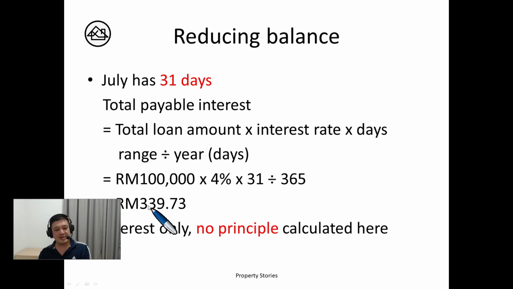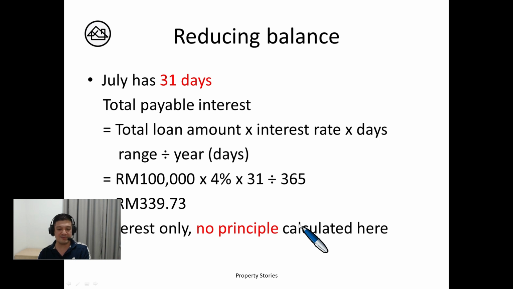So 1 month you have to pay 339.73. They will usually just round it up to 340. Remember your installment, there's no rounding down. It's always the cent, you round up. You always pay rounded up. You want to pay extra also, you round up. Okay? So it's interest only, no principal calculated here.